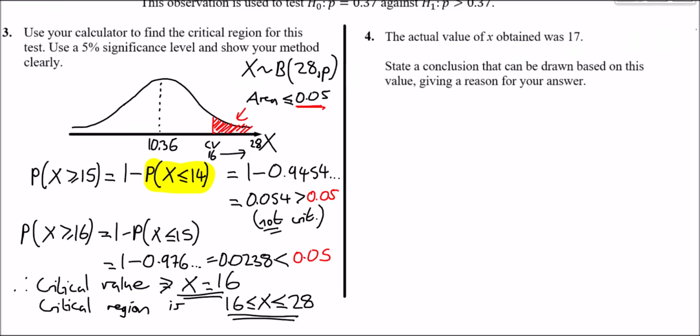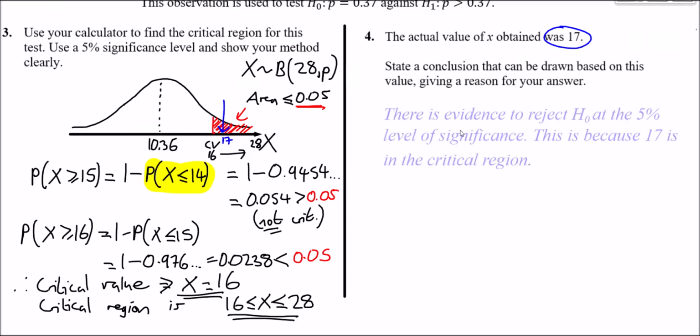Well, 17. If 16 is here, 17 would be just next door to the right of it, but definitely in the critical region. Because it's in the critical region, we have evidence at this 5% significance level at least to reject H0. So what we need to say is something like: there's evidence to reject H0 at the 5% level of significance. This is because, this is your reasoning, 17 is in the critical region.